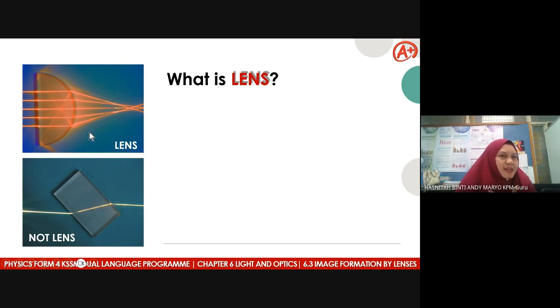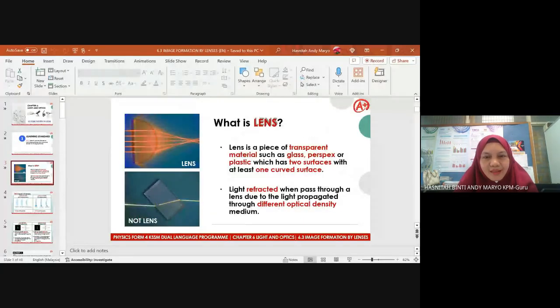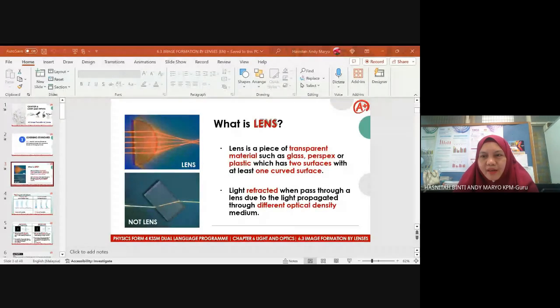Can you tell me the difference between these two figures? What do you think makes the first figure a lens? Why do you think the second figure is not considered a lens? Any idea? Why is the first figure called a lens? Why is the second figure not called a lens? Anyone would like to give a try? What is the difference between the first and the second diagram?